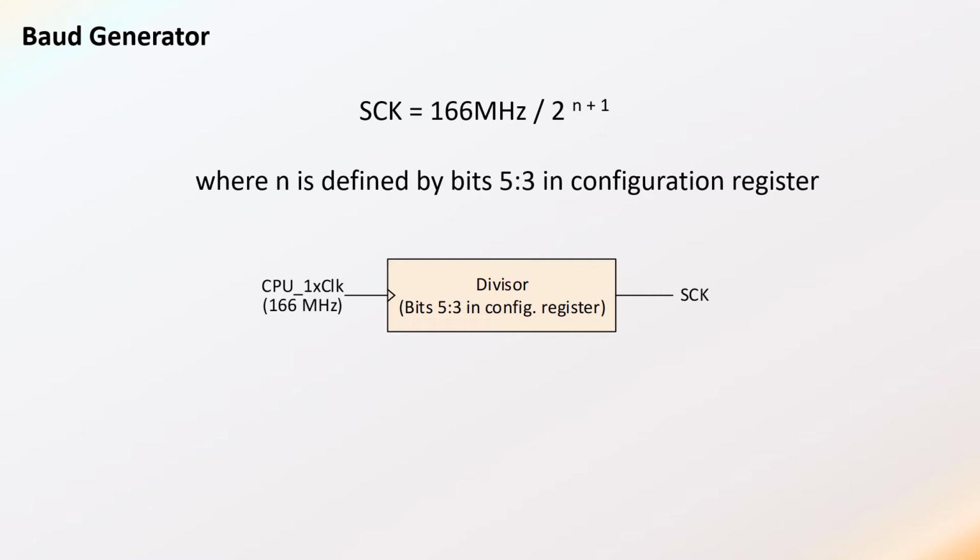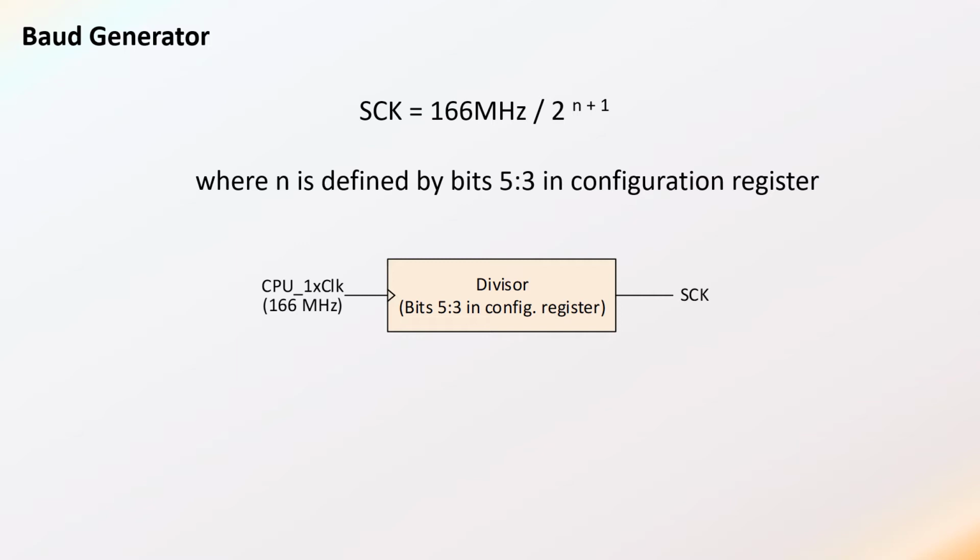Okay, so the baud generator takes the system clock. On the blackboard, we set the clock driving the SPI port to 166 megahertz. You can change that if you want to. I don't know why you would. It's an adequate frequency. So you configure the SPI clock by putting a number in the divisor bits 5 down to 3 of the configuration register, and that divisor is used as an exponent to 2 plus 1. You can see the formula there to come up with the SPI clock.